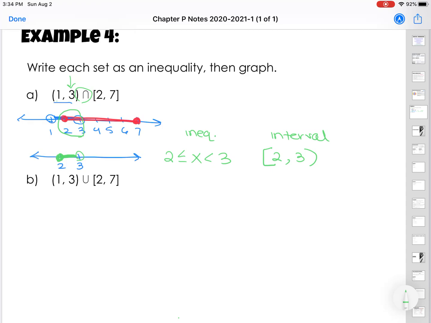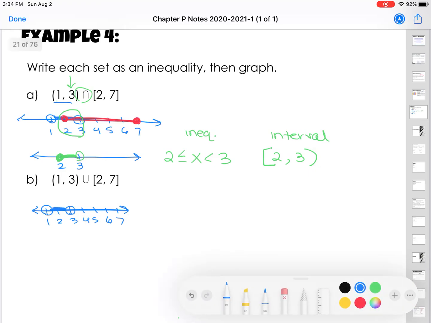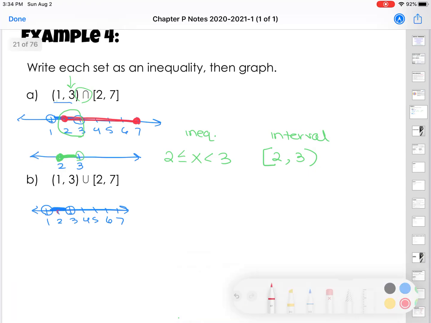All right, so in B, the only difference is now we're not talking about intersection, we're talking about union, but I would do the same thing. So again, 1, 2, 3, 4, 5, 6, 7. We go from 1, but open circle, to 3, and in between. And then we're going from 2, but including it, to 7.